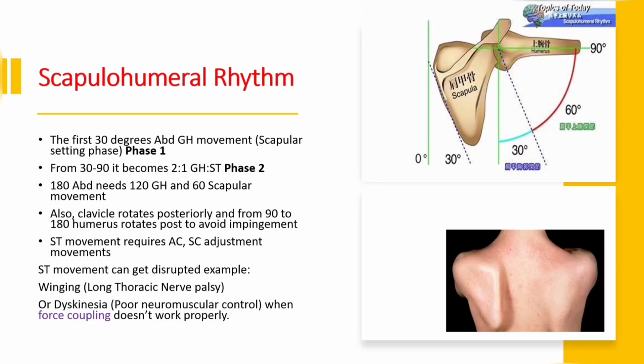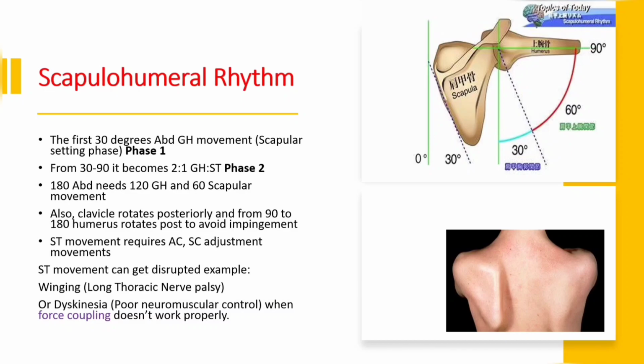Phase 1, from 0 to 30 degrees, is known as the scapular setting phase. In this phase, the scapula doesn't move that much. We only see the movement in the glenohumeral joint primarily. But in the second phase, from 30 degrees to 90 degrees, the movements are in a 2-to-1 ratio. So for every 2 degrees of glenohumeral rotation, we have 1 degree of scapular rotation. And phase 3 is from 120 to 180 degrees.